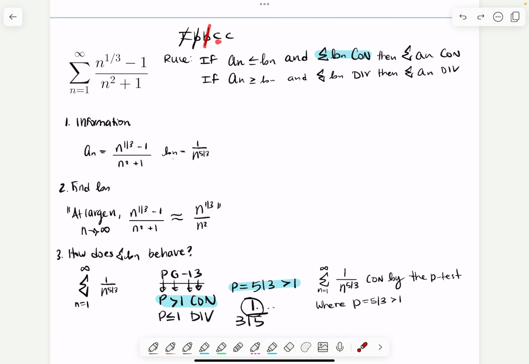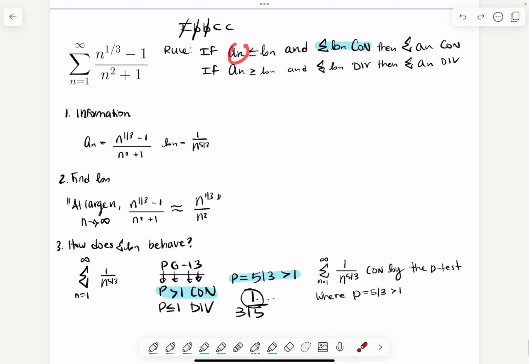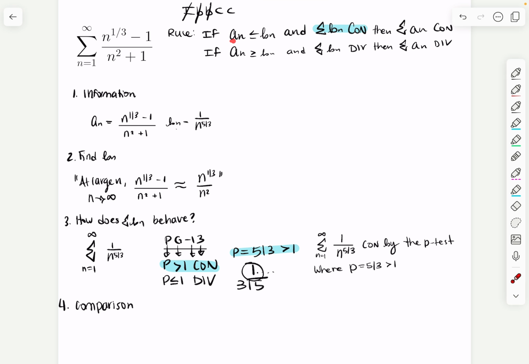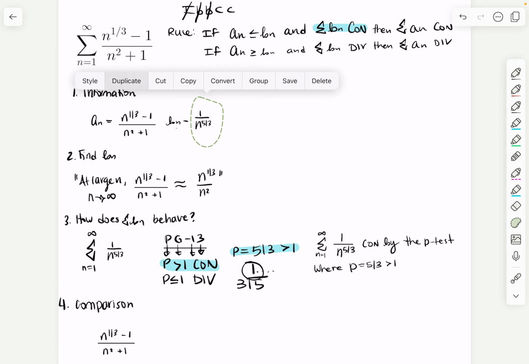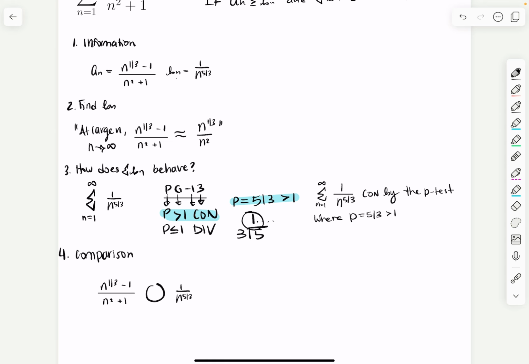So we're done with this step, and now the next step is to compare A of n and B of n. And you hope that A of n is less than B of n, because if this is true, and you already know that this is true, then we can say that our original series of A of n will converge as well. So you just do what it says. You take your A of n, drop it down here. You take your B of n, drop it down here. You put a circle in between.